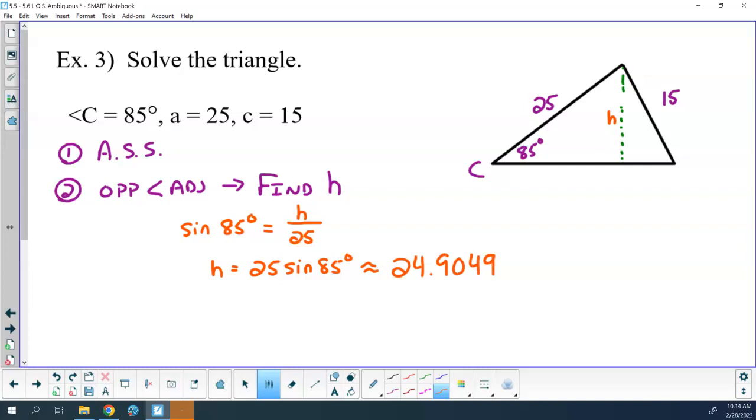Okay, so now I have to compare, put a there, part b, I need to compare h and my opposite side. My height is 24, my opposite side is 15, so h is bigger than my opposite side, yes? What does that mean? No triangle.